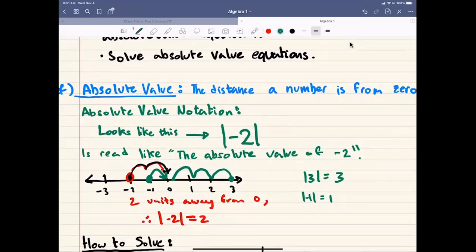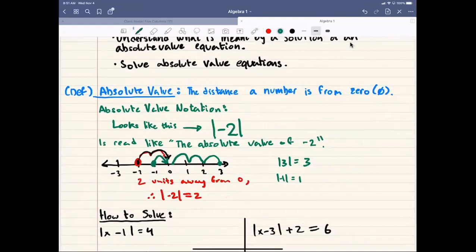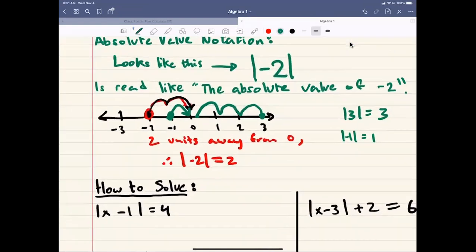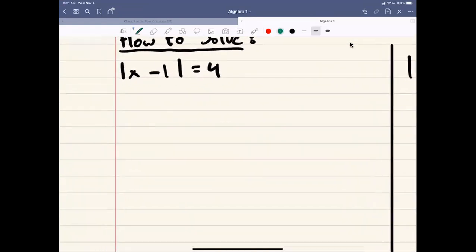That's the basics. Now we're going to look at absolute value equations, and I have two different types of equations that need to be solved differently. We have this problem here: the absolute value of x minus 1 is equal to 4. This is also asking what number is 4 units away from 1. But let's not focus on that.